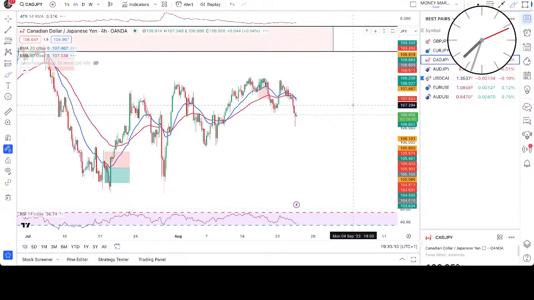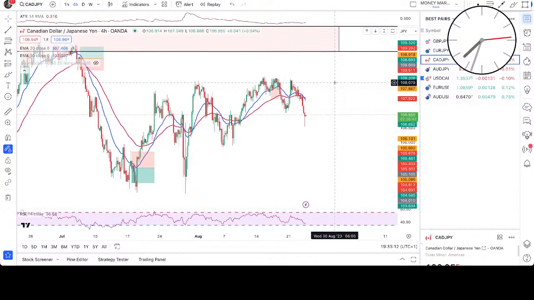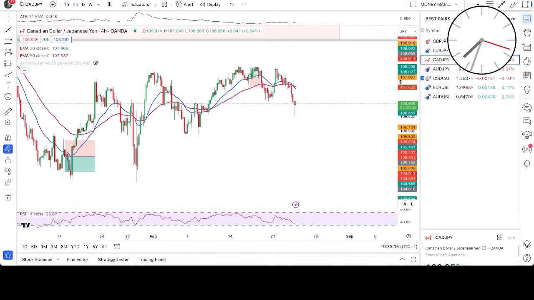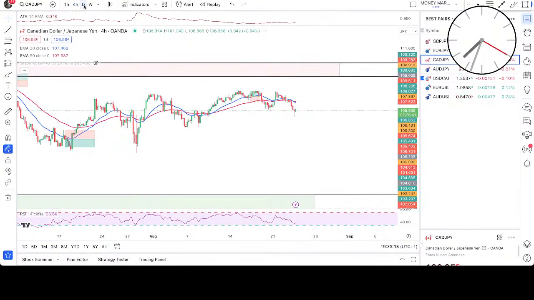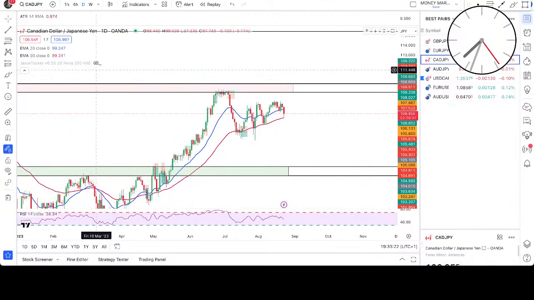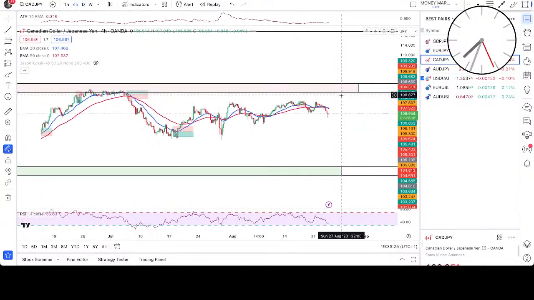It used to be one of my best pairs, but not anymore, but it is still giving some good entries. It is still in an uptrend, and it can still head higher.